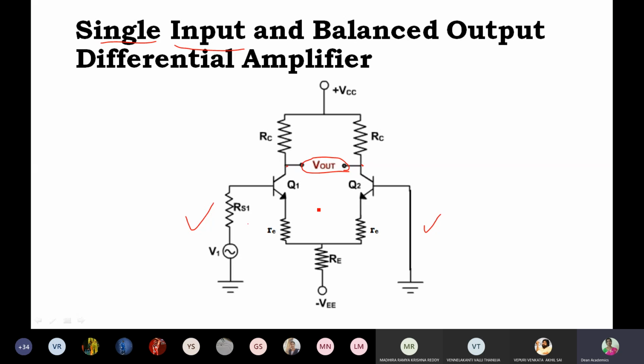So for this also, what about DC analysis for this amplifier? DC analysis is the same as dual input. Very good. It is the same as? Once again you talk, I am not able to get the volume. One of you: same as dual input, ma'am.